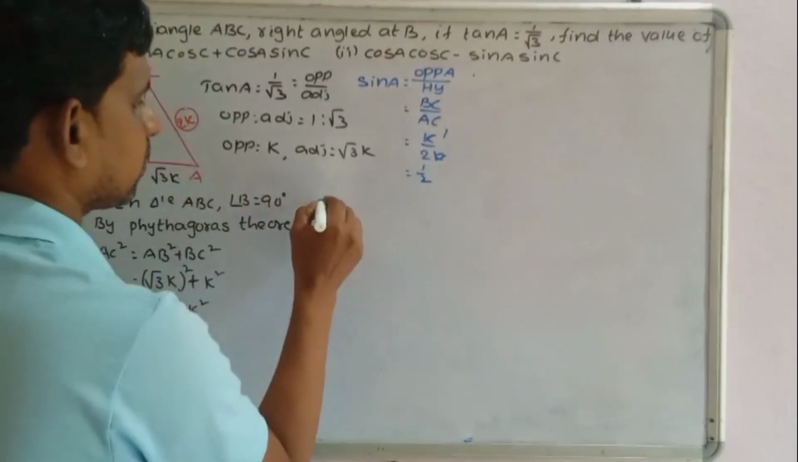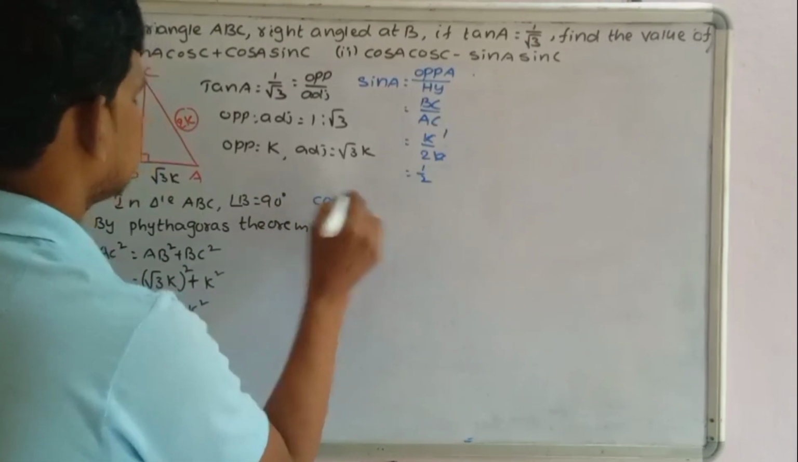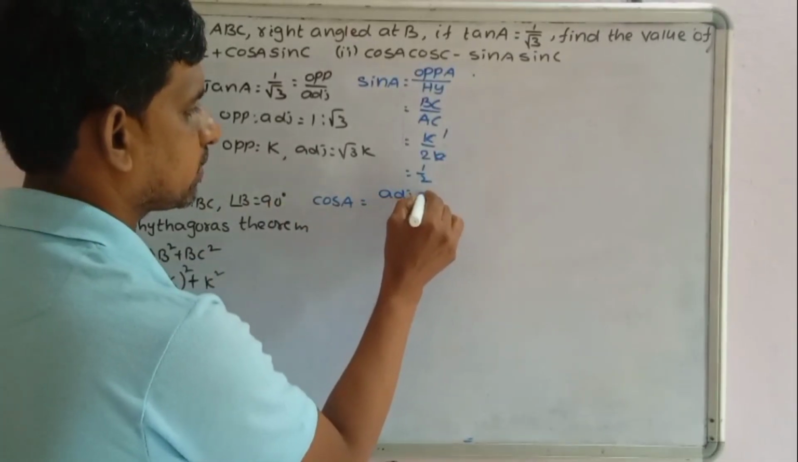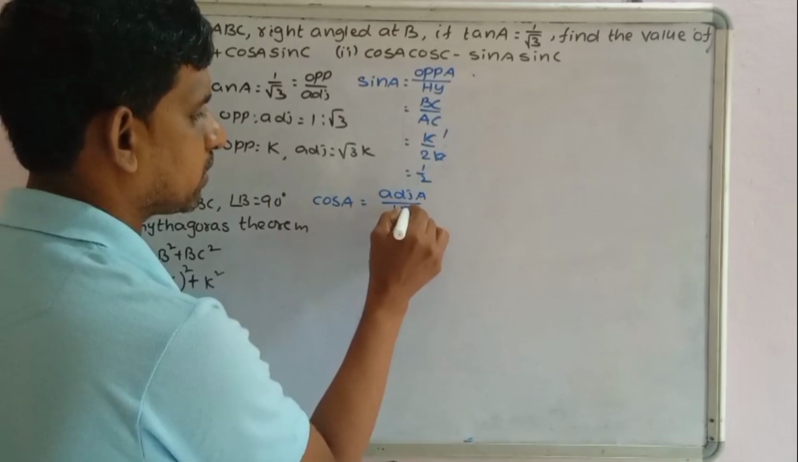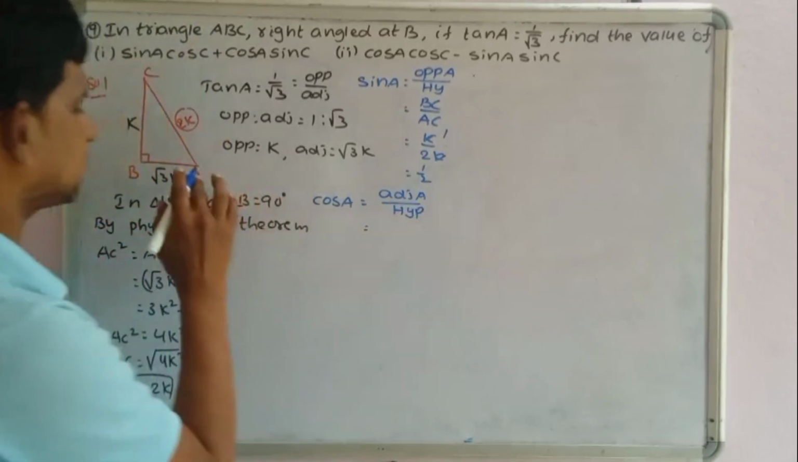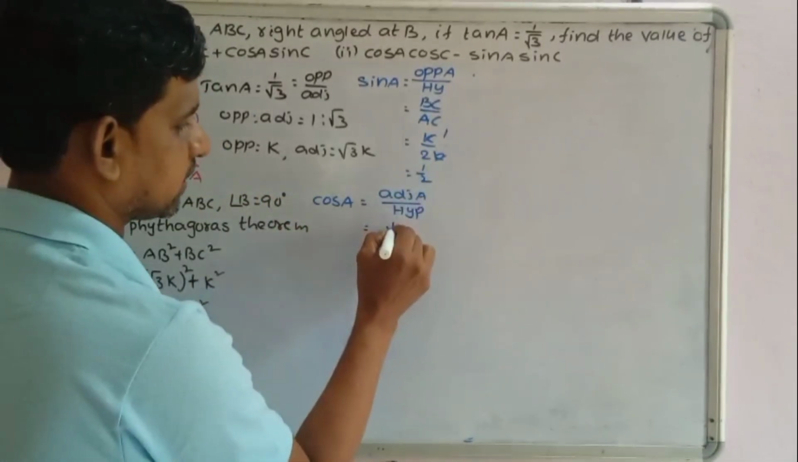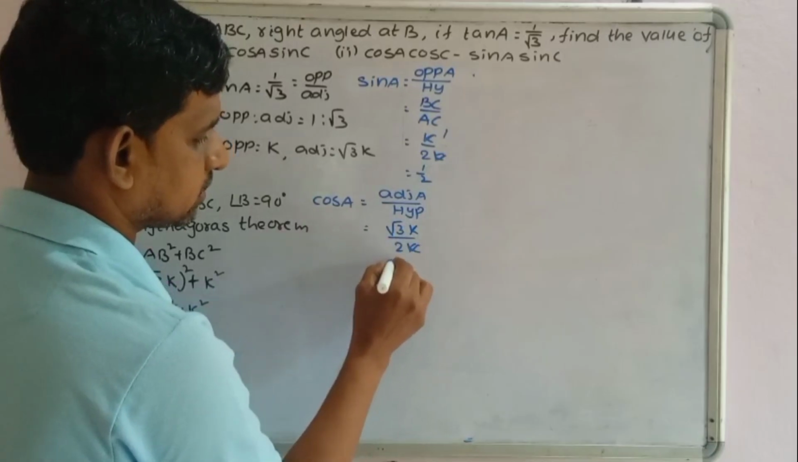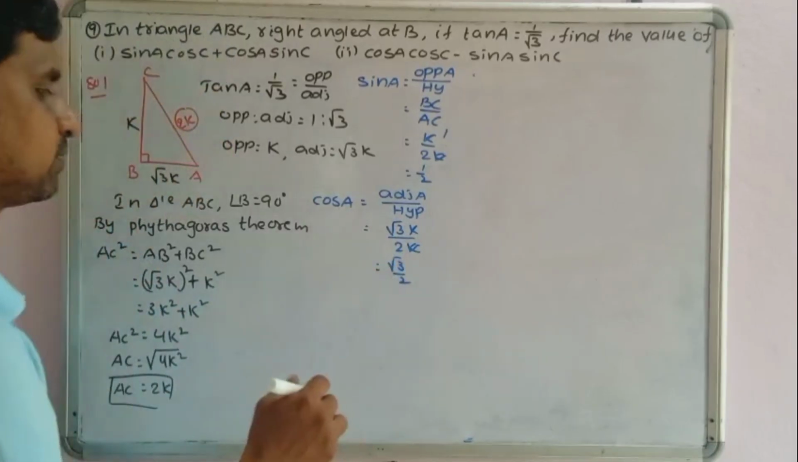Next. Cos A. Side adjacent to A by hypotenuse. Side adjacent to A, adjacent side is root 3 times k. Hypotenuse is 2k. K gets cancelled. Root 3 by 2.